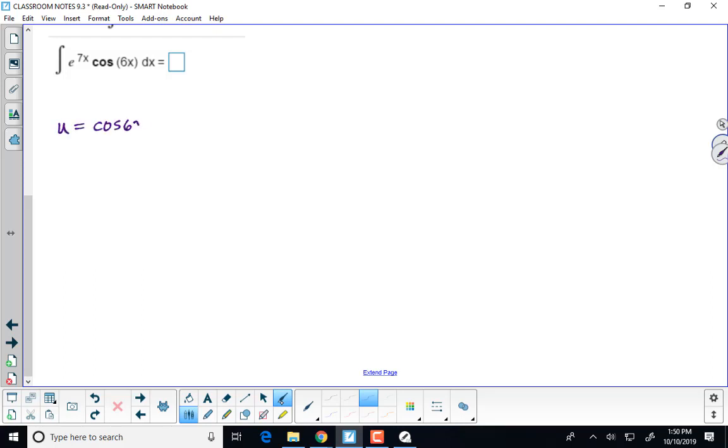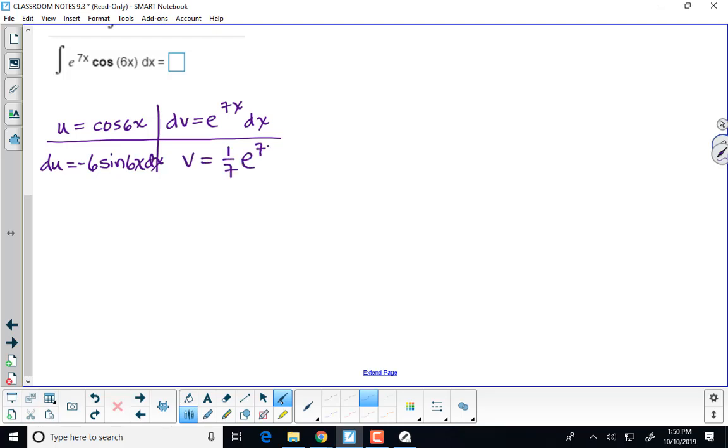And we're going to let dv be the exponential. So with these products with cosine or sine and e to the x, it doesn't matter which way you go. You'll have to do it twice. You just have to be consistent. Do it the same way when you integrate your second time. So we're going to differentiate cosine to get minus sine, and then multiply by 6. Integrate to get 1/7 e to the 7x.